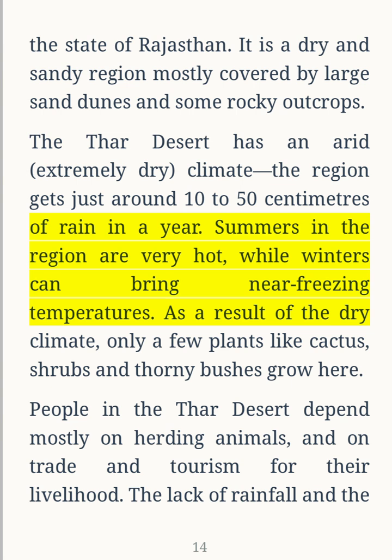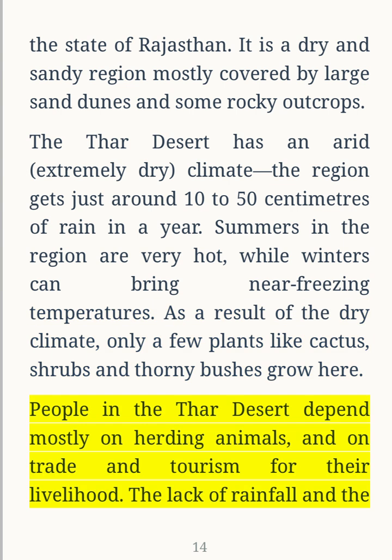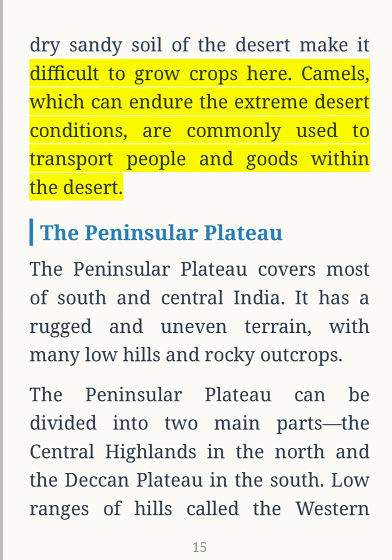Summers in the region are very hot, while winters can bring near freezing temperatures. As a result of the dry climate, only a few plants like cactus, shrubs, and thorny bushes grow here. People in the Thar Desert depend mostly on herding animals, and on trade and tourism for their livelihood. The lack of rainfall and the dry sandy soil of the desert make it difficult to grow crops here. Camels, which can endure the extreme desert conditions, are commonly used to transport people and goods within the desert.